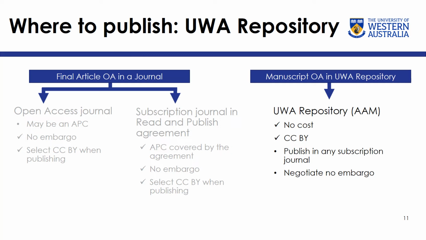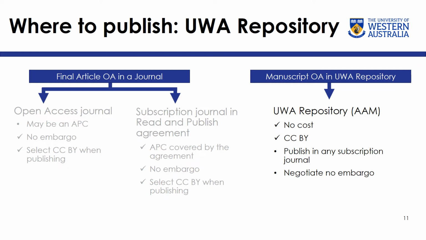The author-accepted manuscript, or AAM, is the version of the paper after peer review and copy editing. In this version, the text and content of the paper is finalised, but it is prior to the journal applying their own proprietary styling and formatting to the paper.